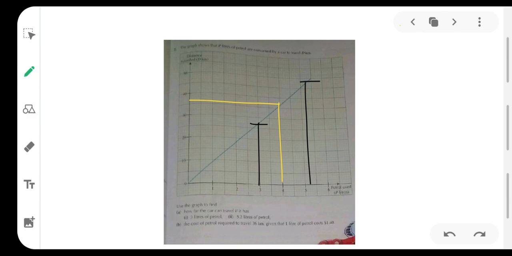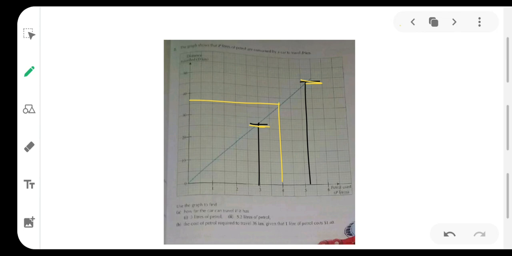So at the point 3 on the x-axis, we will draw a straight line up to the graph line and stop there. That point on the graph represents the distance covered when the car uses 3 liters of petrol. Similarly, for 5.2 liters of petrol, we will mark the point 5.2 on the x-axis, draw a straight line up to the graph line and then mark the point. That point will represent the distance covered by the car if it has 5.2 liters of petrol.